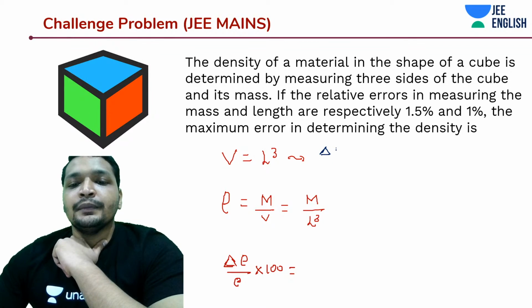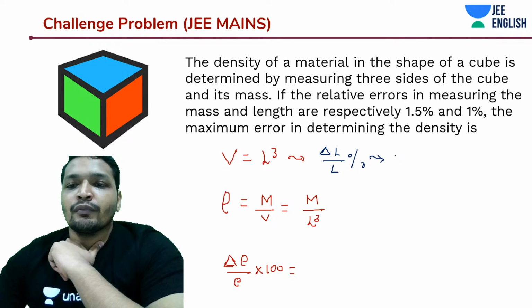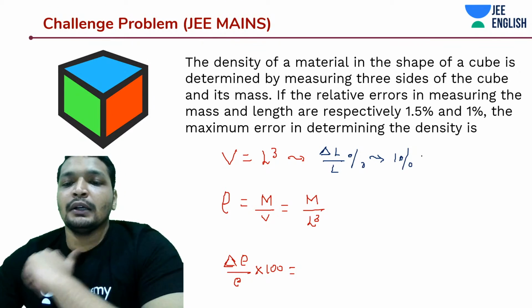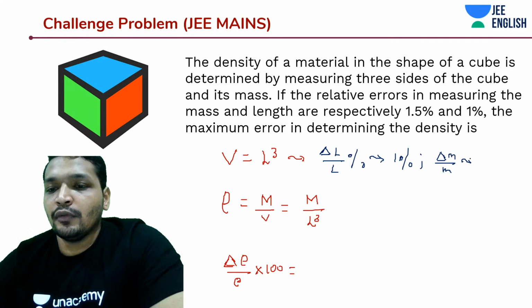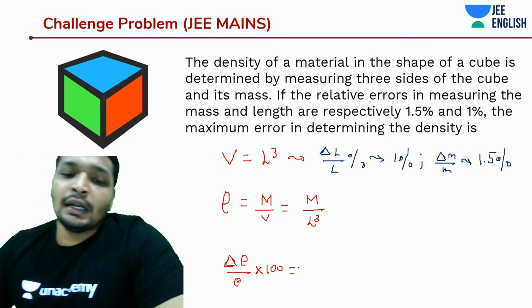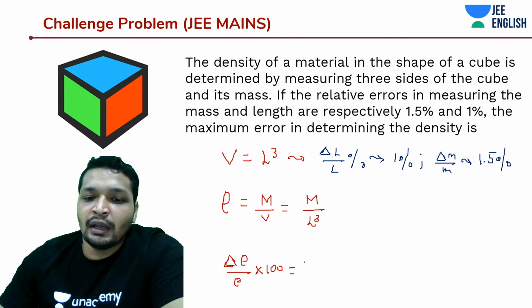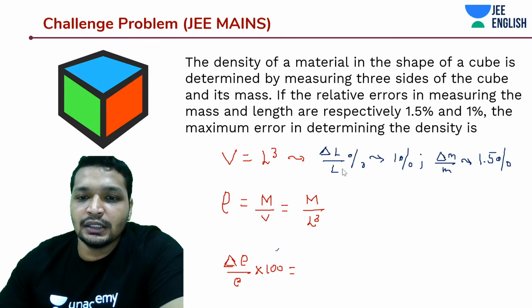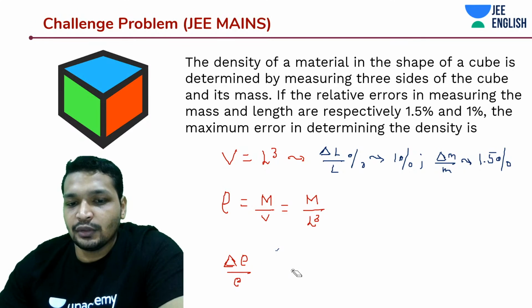Delta L by L percentage is how much? 1%. And delta M by M percentage is how much? 1.5%. Right? And delta rho by rho into 100. Let's first of all understand the same thing is going to happen over here. If I'm going to say delta rho by rho percentage, same as calculating delta, so multiply 100 on both sides, that's basically percentage.